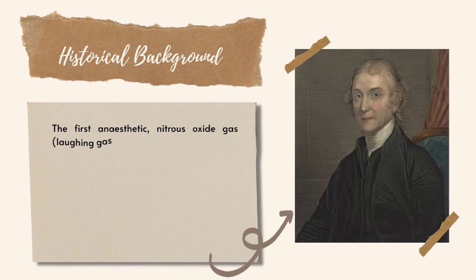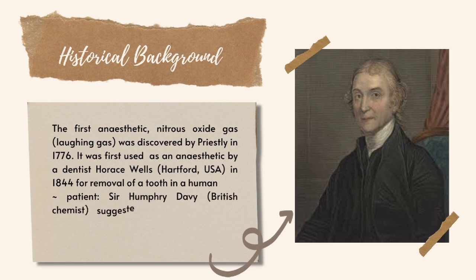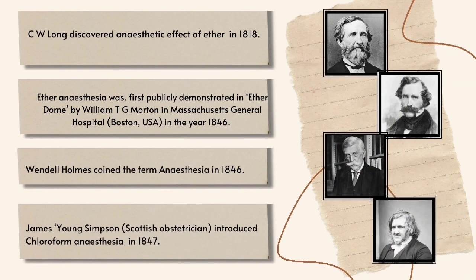The first anesthetic, nitrous oxide gas, was discovered by Priestley in 1776. It was first used as an anesthetic by dentist Horace Wells in 1844 for the removal of a tooth in a human. On the other hand, C.W. Long discovered the anesthetic effect of ether in 1818. It was first publicly demonstrated in the Ether Dome by William T.G. Morton in Massachusetts General Hospital in the year 1846.